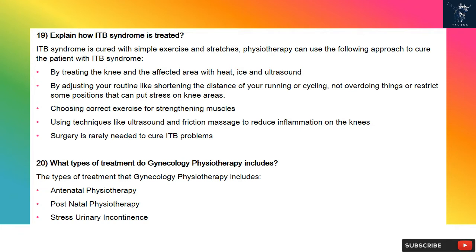19. Explain how ITB syndrome is treated. ITB syndrome is cured with simple exercises and stretches. Physiotherapy can use the following approach to cure a patient with ITB syndrome: treating the knee and the affected area with heat, ice and ultrasound; adjusting your routine, like shortening the distance of your running or cycling; not overdoing things or restricting positions that can put stress on the knee areas; choosing correct exercises for strengthening muscles, using techniques like ultrasound and friction massage to reduce inflammation on the knees. Surgery is rarely needed to cure ITB problems.